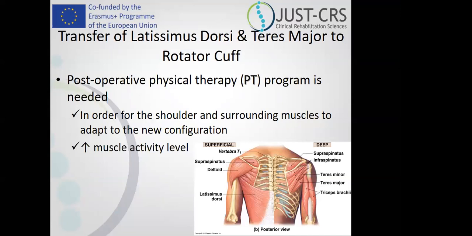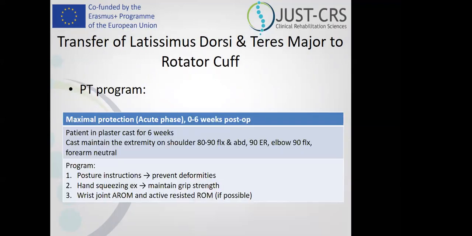The post-operative physical therapy program is needed for two purposes mainly. First, for the shoulder and surrounding muscles to adapt to the new configuration, since these muscles used to do another function and now they are going to perform as rotator cuffs, plus increase the muscle activity level. The PT program has many phases.